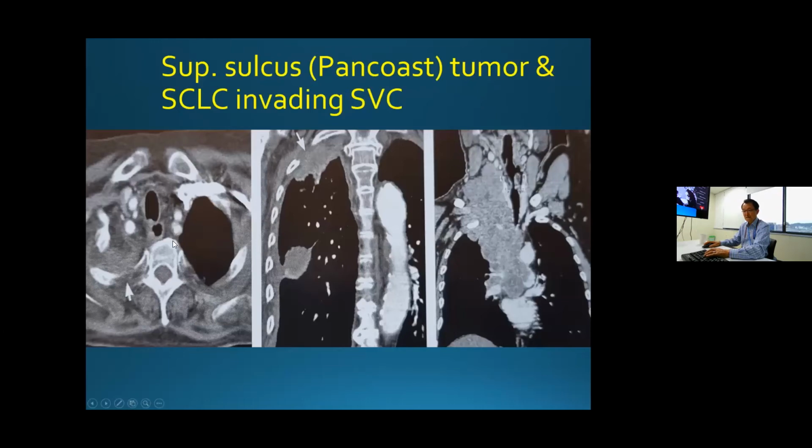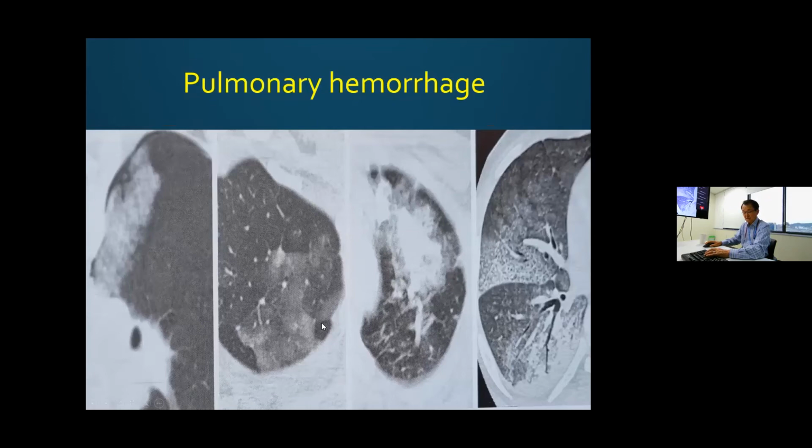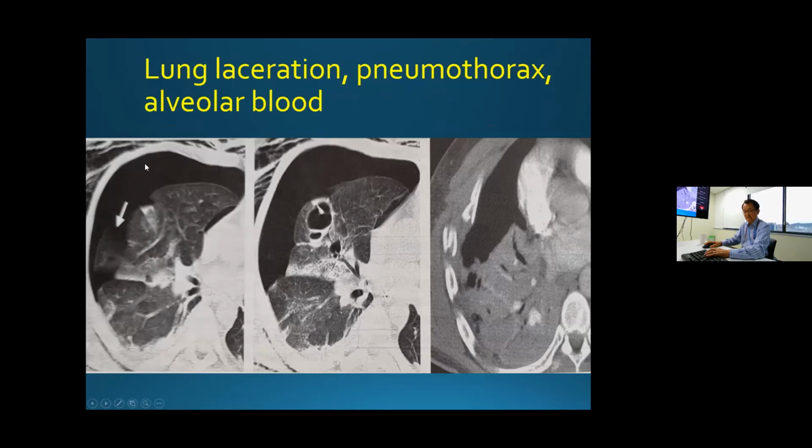And the superior sulcus tumor is right here and extending here. But this is a special tumor; once you remove it, the prognosis is pretty good. Then pulmonary lymphoma: a lymphoma can occur in any organ system as a primary. So anything bulky, large, you always think about lymphoma. Hemorrhage is a similar finding. So laceration, pneumothorax; pneumothorax is all collapsed lung, air bronchogram.